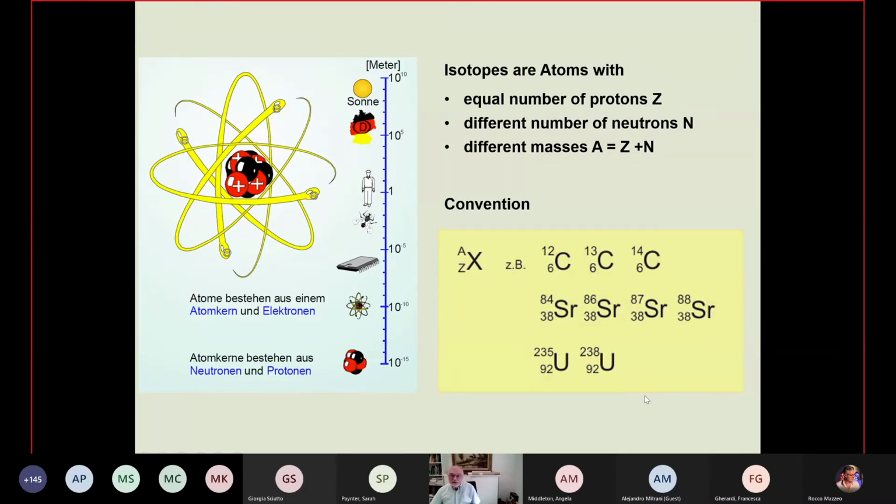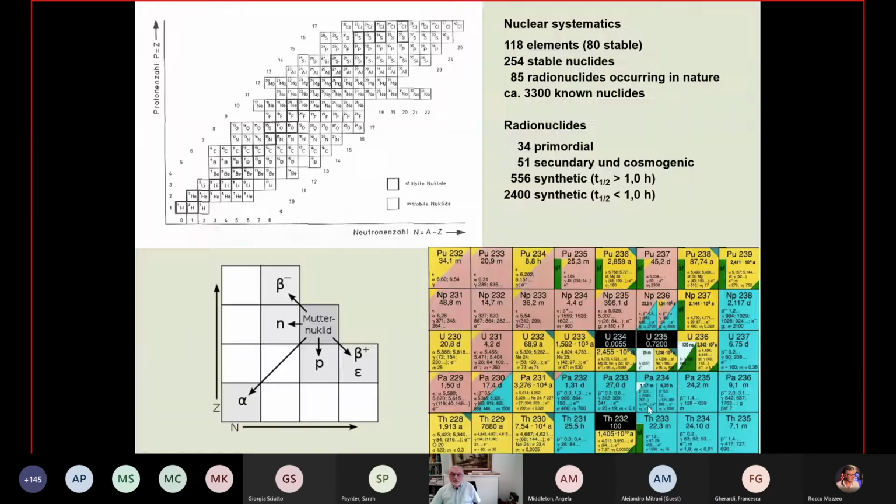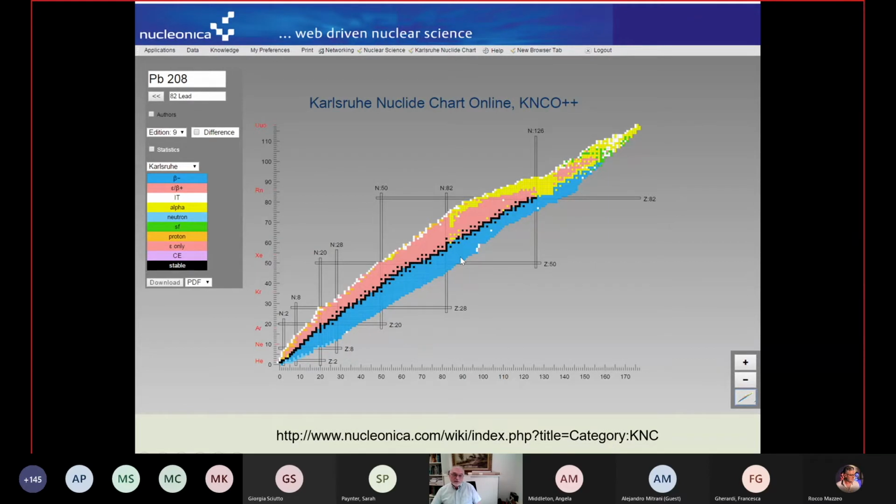And the convention is written here, how we write this. And for the use of this additional information, the isotopic information, we use nuclear tables of this type, where we plot the number of neutrons versus the number of protons, which also gives the name of the element. So this is simply to show you that we have 3,500 nuclides or isotopes of about 110 elements.